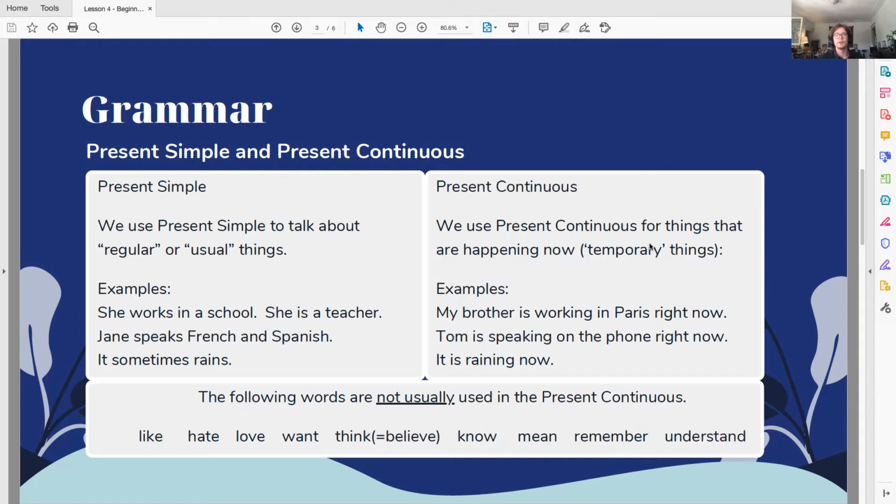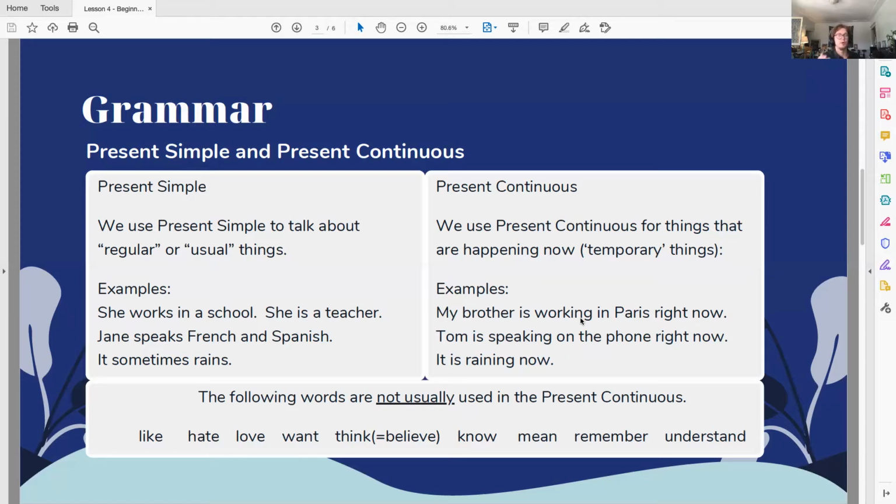But if we take a look at the present continuous, that is what we would use for things that are happening right now, or things that are temporary circumstances. So let's take a look at some examples. We have, my brother is working in Paris right now. Tom is speaking on the phone right now. It is raining right now. In each of these examples, we've used the word is, the to be conjugation, with that suffix of ing on the verb in question.